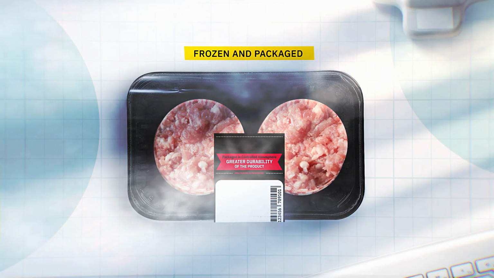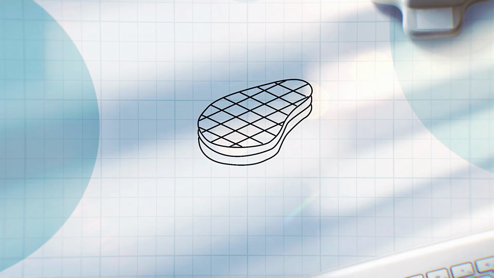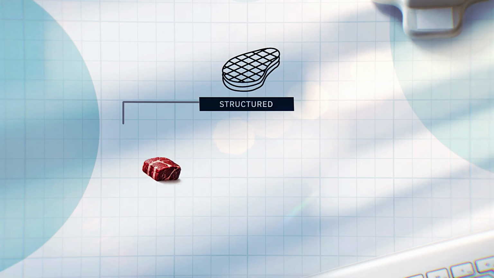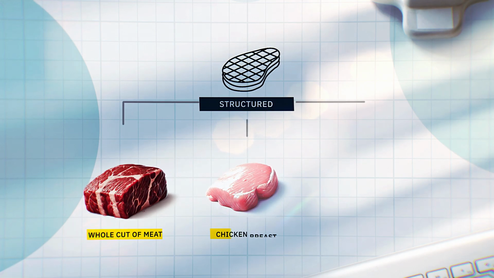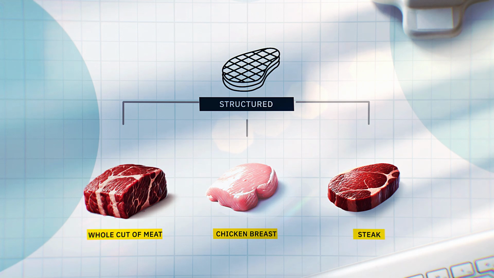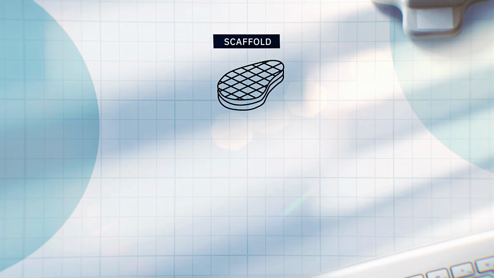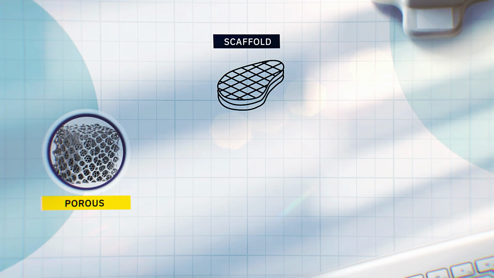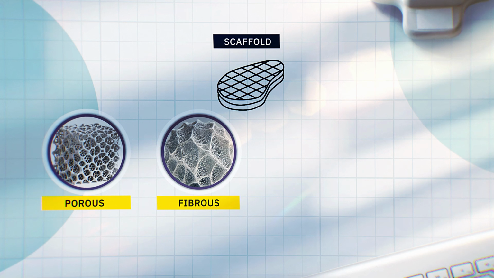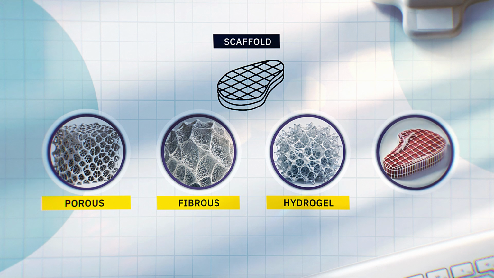Whole-cut meat route. If the final product you want to obtain is structured, such as a whole cut of meat, chicken breast, or steak, additional structuring steps are required. The structuring of meat cuts can be done using different strategies, which generally involve the use of some type of scaffold, for example, porous, fibrous, hydrogel, or bioprinted.